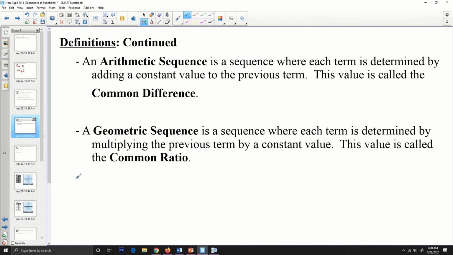Continuing on with a few more definitions. An arithmetic sequence is a sequence where each term is determined by adding a constant value to the previous term. This value is called the common difference. And a geometric sequence is a sequence where each term is determined by multiplying the previous term by a constant value. This value is called the common ratio.